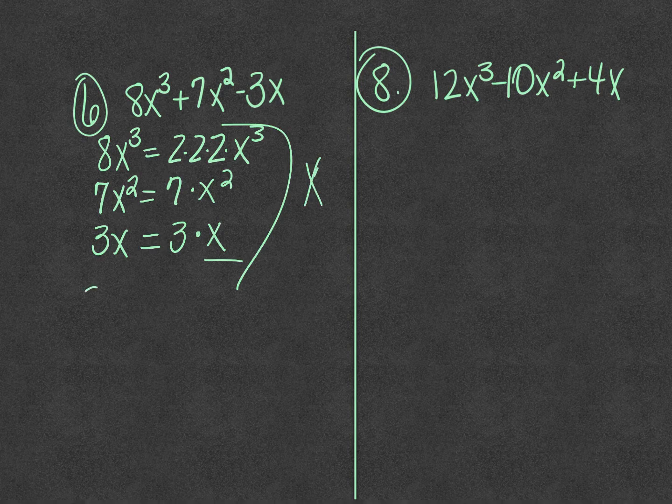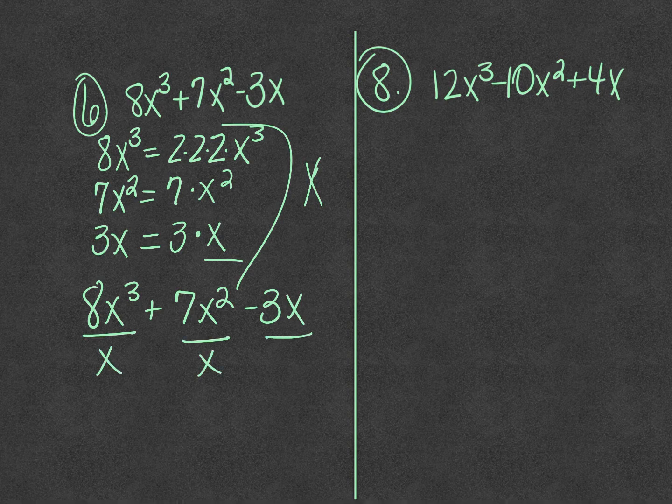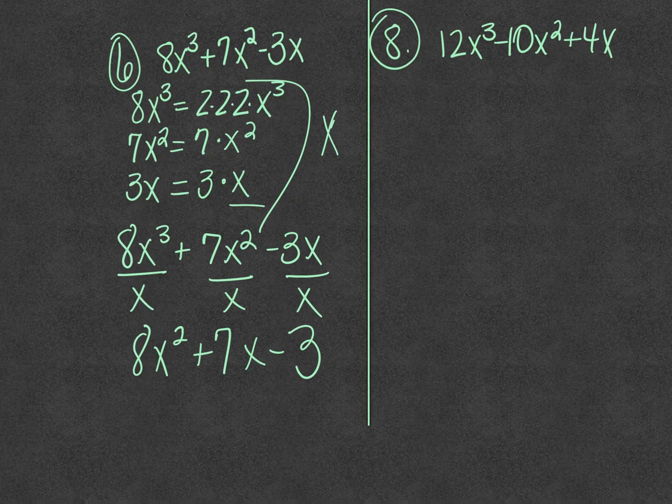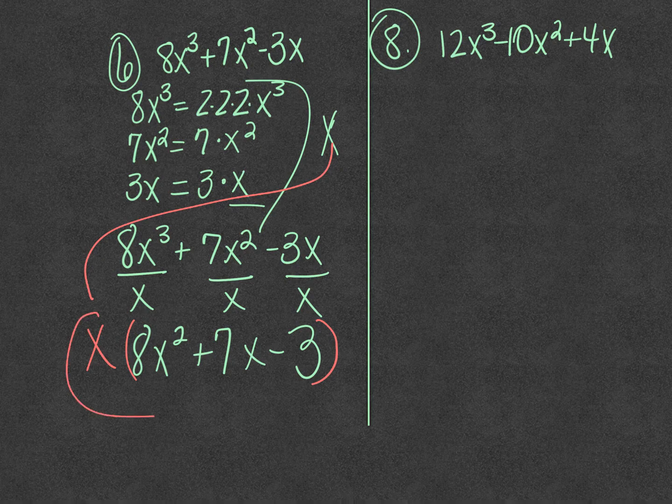Now, I'm going to rewrite my original problem because I'm going to divide it by my greatest common factor, which is x. Okay, so dividing each term by x gives 8x squared, 7x, minus 3. And then you take that expression, put parentheses around it, and bring down your greatest common factor. And this is your answer.